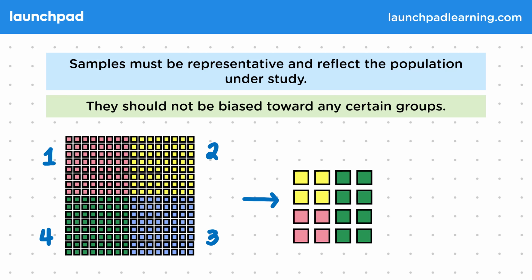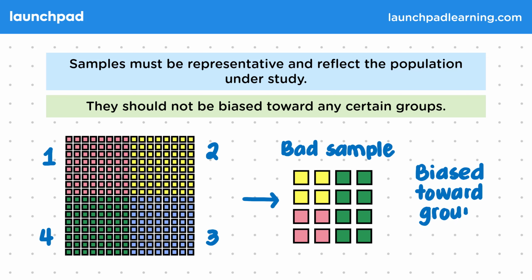This is a sample from the population, however, it's a bad sample. It's biased towards Group 4 and it completely ignores Group 3. You can see in the sample that there are no blue squares representing Group 3. So how can we avoid a bad sample like this one?